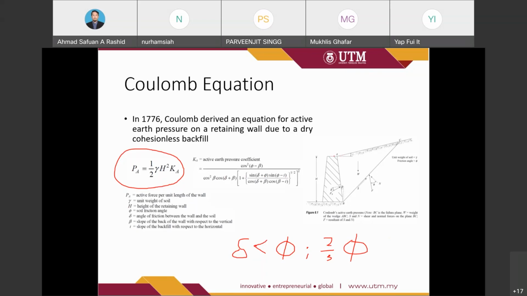If the condition of the soil at the back of the retaining wall is flat, it means that the i value is equal to 0. For example, if the retaining wall has been constructed in a straight condition, it means that beta is equal to 0 as well.